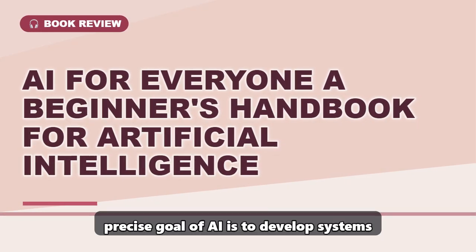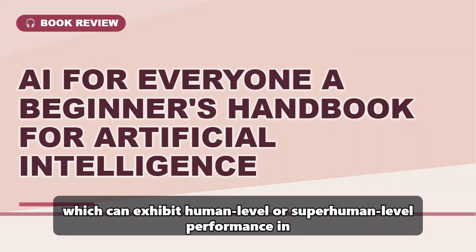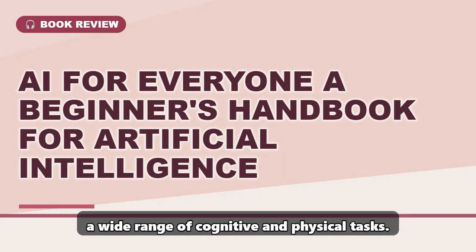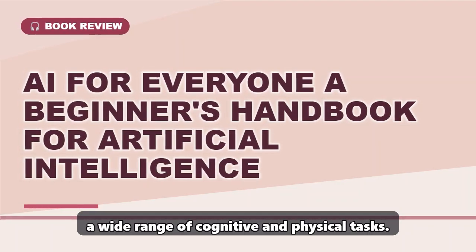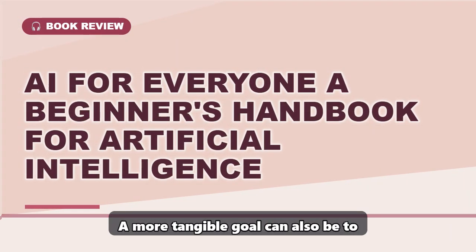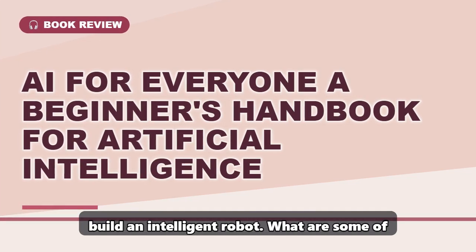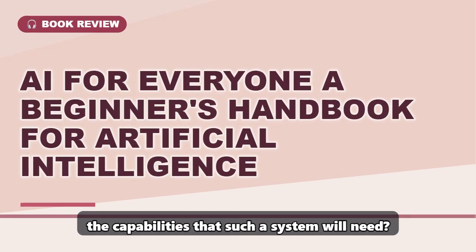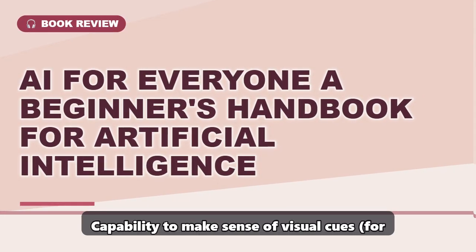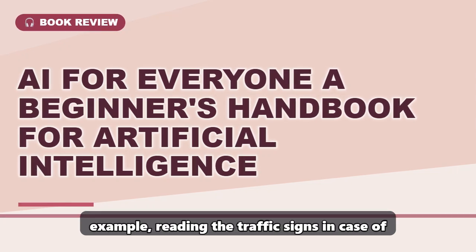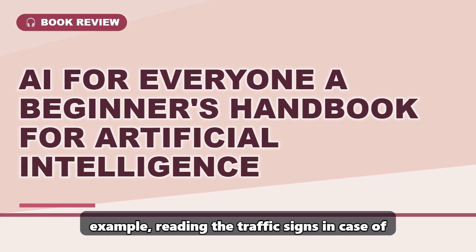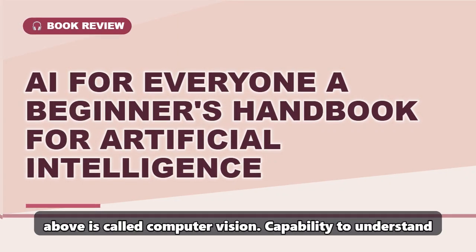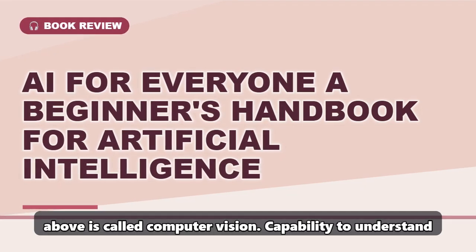Hence, a more precise goal of AI is to develop systems which can exhibit human-level or superhuman-level performance in a wide range of cognitive and physical tasks. A more tangible goal can also be to build an intelligent robot. What are some of the capabilities that such a system will need? Capability to make sense of visual cues, for example, reading the traffic signs in case of a self-driving car. The subfield dedicated to the above is called computer vision.